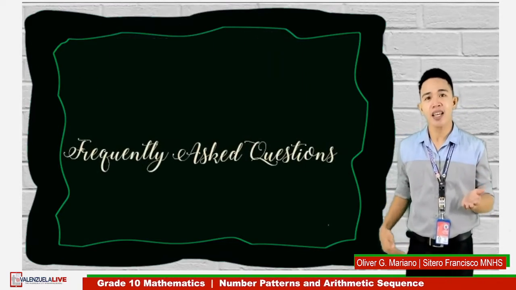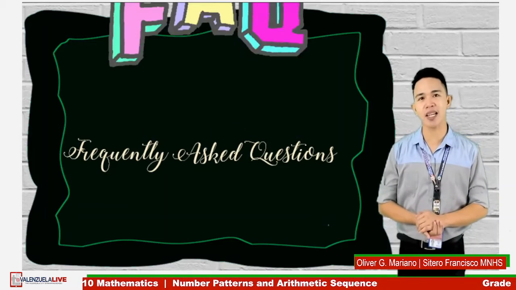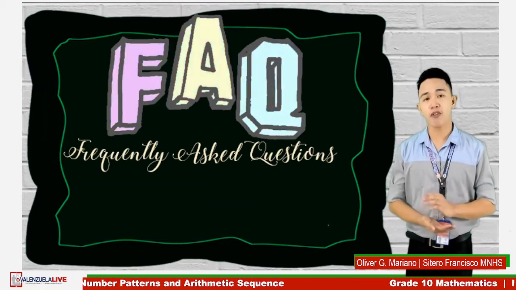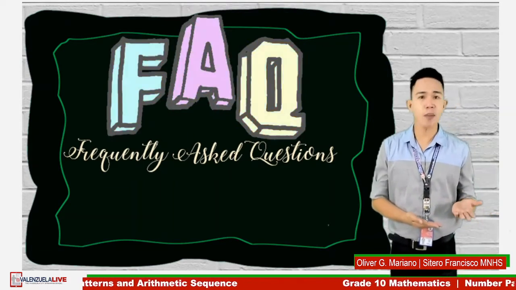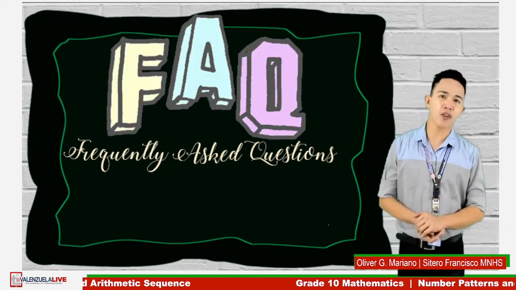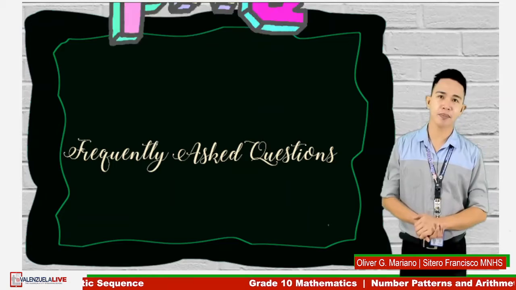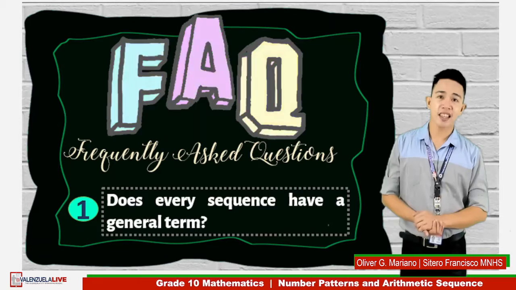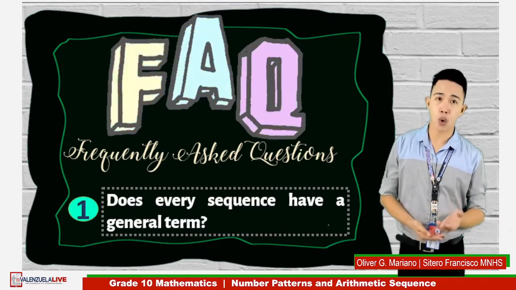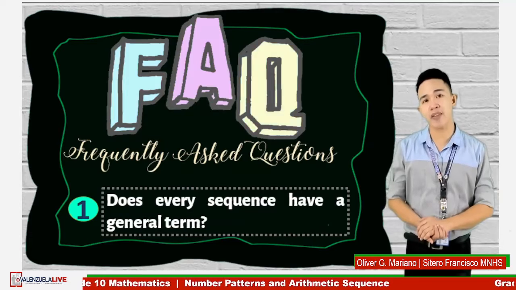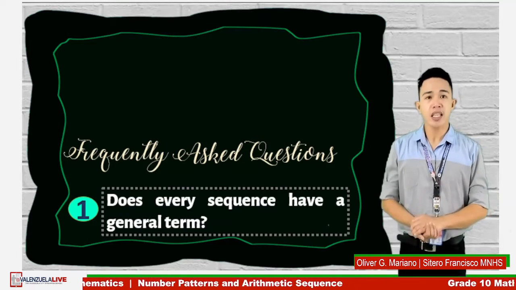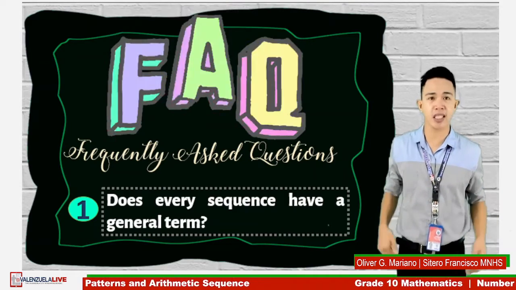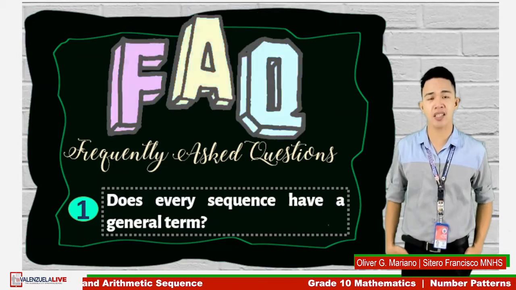Congratulations, grade 10. Thank you for spending time learning number and patterns and arithmetic sequence with me. Now, the floor is open to address some of the frequently asked questions for this lesson, such as, does every sequence have a general term? The answer is no. Not all sequences have a general term. For instance, the sequence whose terms are the prime numbers. There is no known explicit formula that would generate these terms.